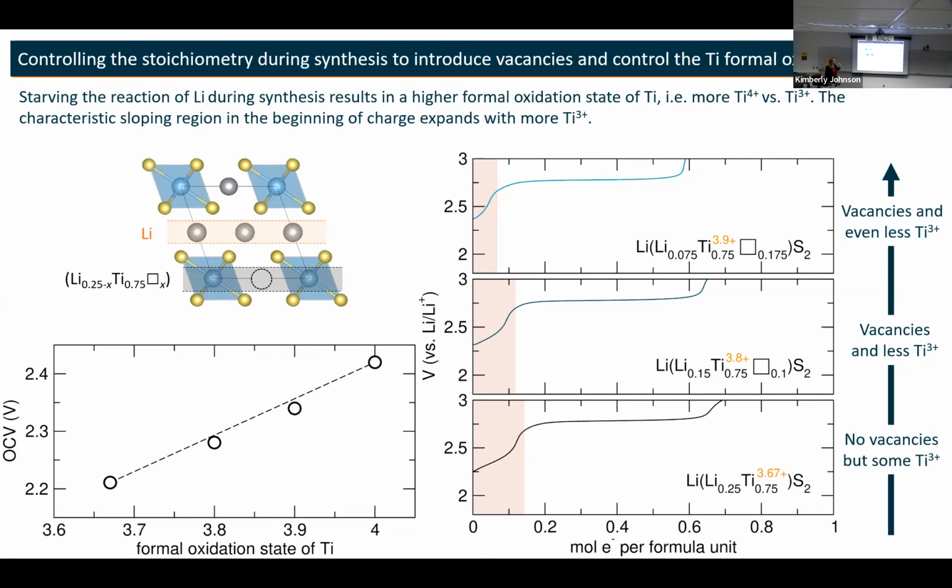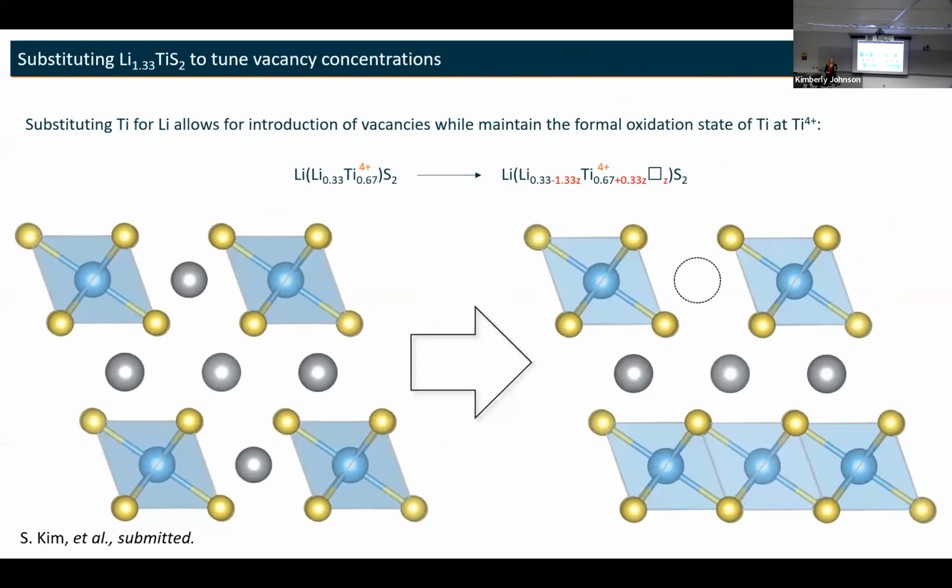Okay, so now we know that we can tune the titanium oxidation state, we can form vacancies in this metal layer, and we can systematically probe this material. So now we need this sort of correlation between the fully packed cationic lattice versus a lattice that has a vacancy in it, but has d0 titanium. So to do that, we can do this substitution, where we substitute titanium for lithium, and we control the stoichiometry very carefully so that the titanium remains 4+, but we still introduce vacancies.